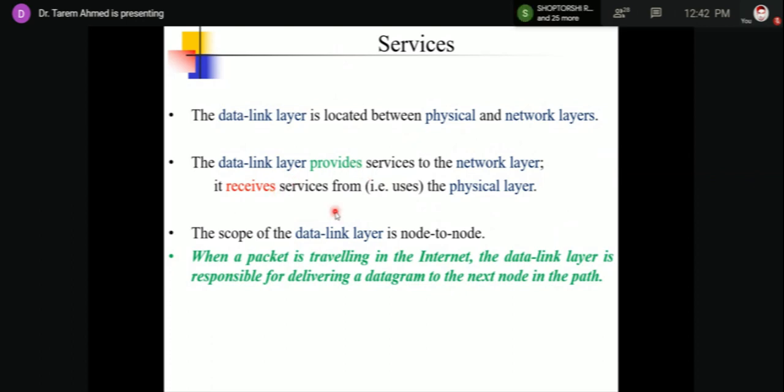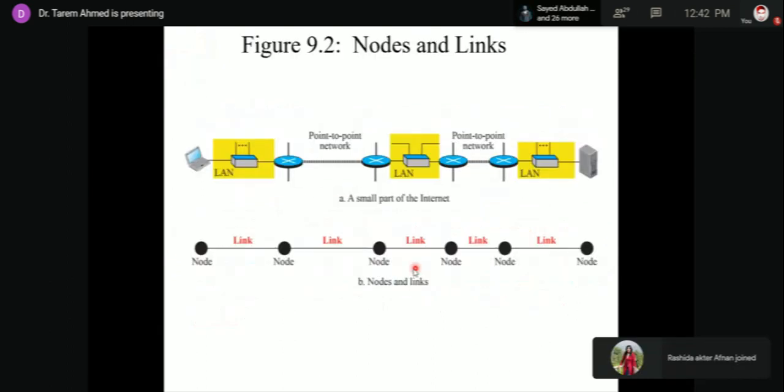So the specific point is the third bullet point. The scope of the link layer is node to node, as I said before. So when a packet is traveling in the internet, the data link layer is responsible for delivering a datagram, which is the layer 3 packet, to the next node in the network. Once again, the link layer's job is to deliver it to the next node.